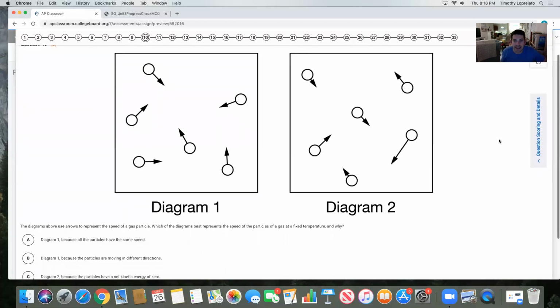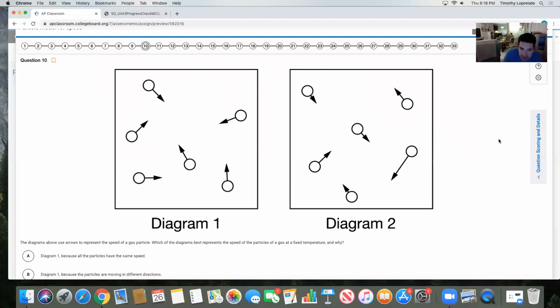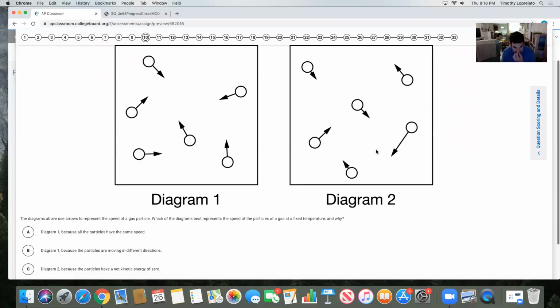All right, question 10. Okay, we got two diagrams, diagram 1, diagram 2. The diagrams above use arrows to represent the speed of a gas particle. Which of the diagrams best represents the speed of the particles of a gas at a fixed temperature and why? All right, in diagram 1, it looks like they're all the same length. In diagram 2, it looks like we got a couple that are a little short, a couple that are a little bit longer. All right, so we kind of have a mix.